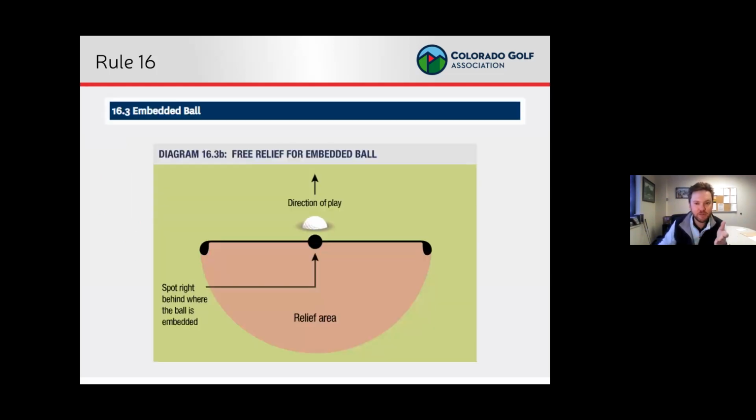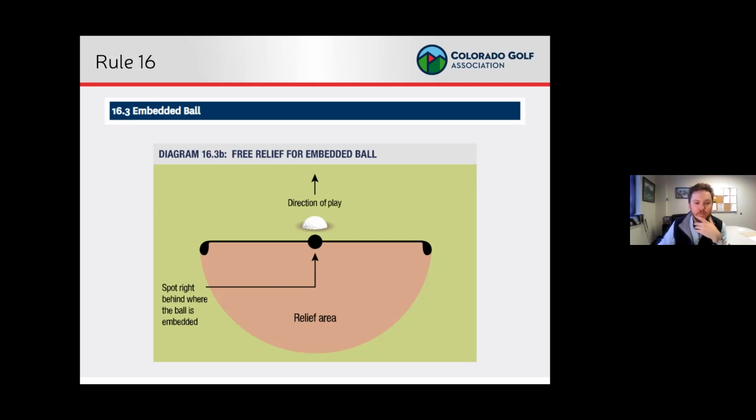So here, again, very good picture. The ball's embedded here, direction of play. That's the spot right behind the ball where it's embedded. Doesn't matter what area of the course it is, but when we get to the relief area, that must be in the general area. So if this is embedded right on the lip of a bunker, again, general area. But here, this is all taking place in the bunker, you're not entitled to free relief under 16.3b. You're going to have to use, more than likely, Rule 19 for unplayable ball.